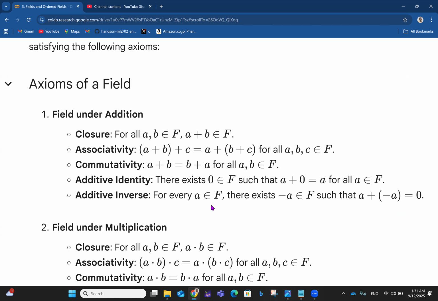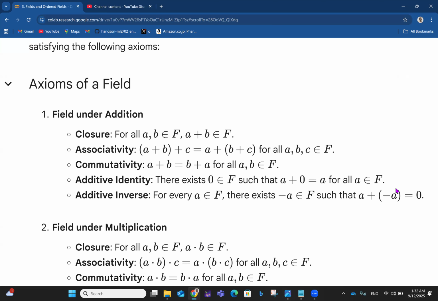Then there's also the additive inverse. For every A belonging to the set F, there exists minus A, the negation of A, which belongs to F, such that A plus minus A gives you zero. So if you add a number to its additive inverse, you get the additive identity. The additive identity is zero. So A is the element, minus A is its additive inverse, and if you add the two together, you get the additive identity zero.